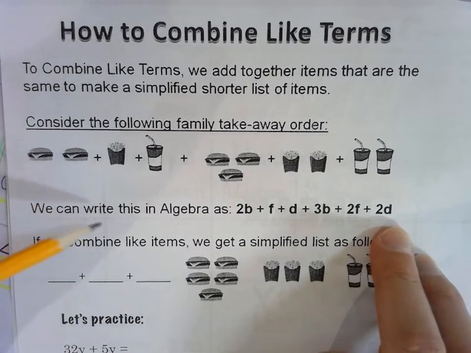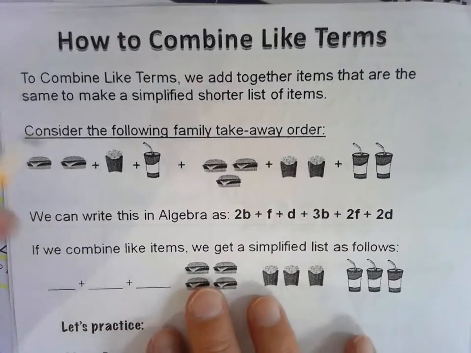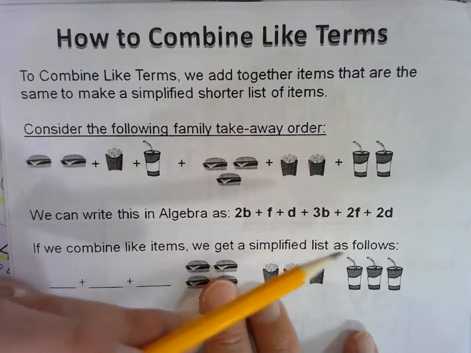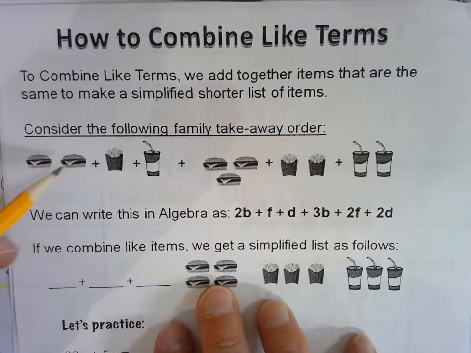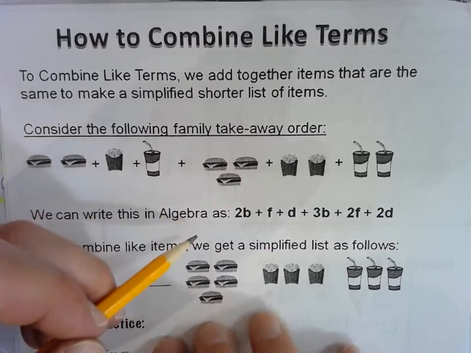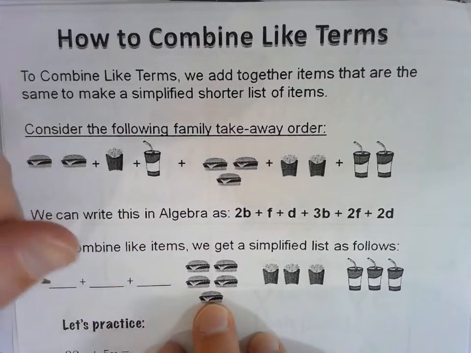Okay, so if we combine like terms to make this shorter, we get a simplified list as follows. So we have 2 burgers here plus another 3 burgers for a total of 5 burgers. So we're going to put 5B.